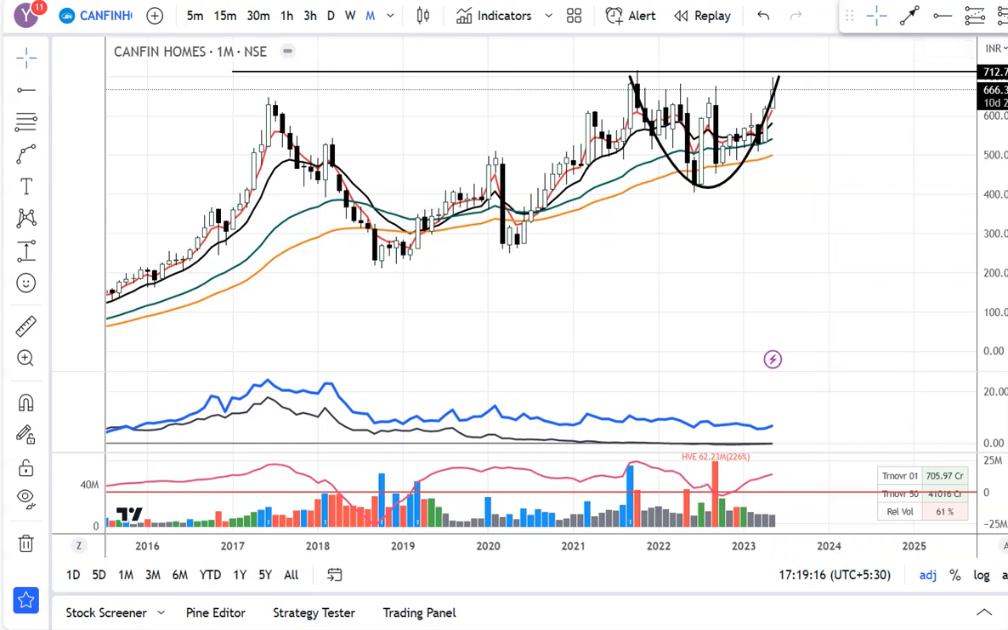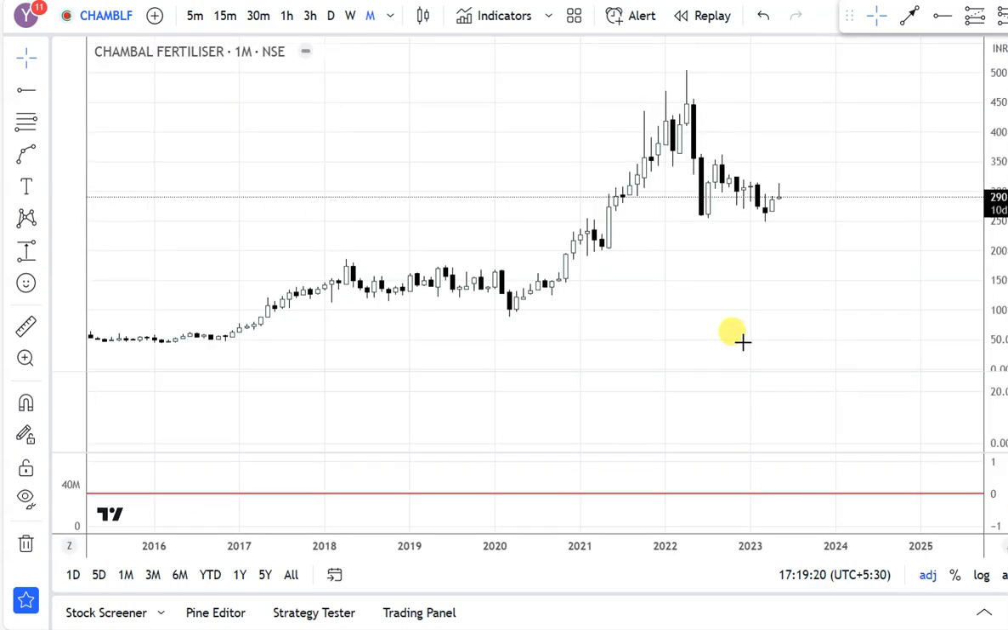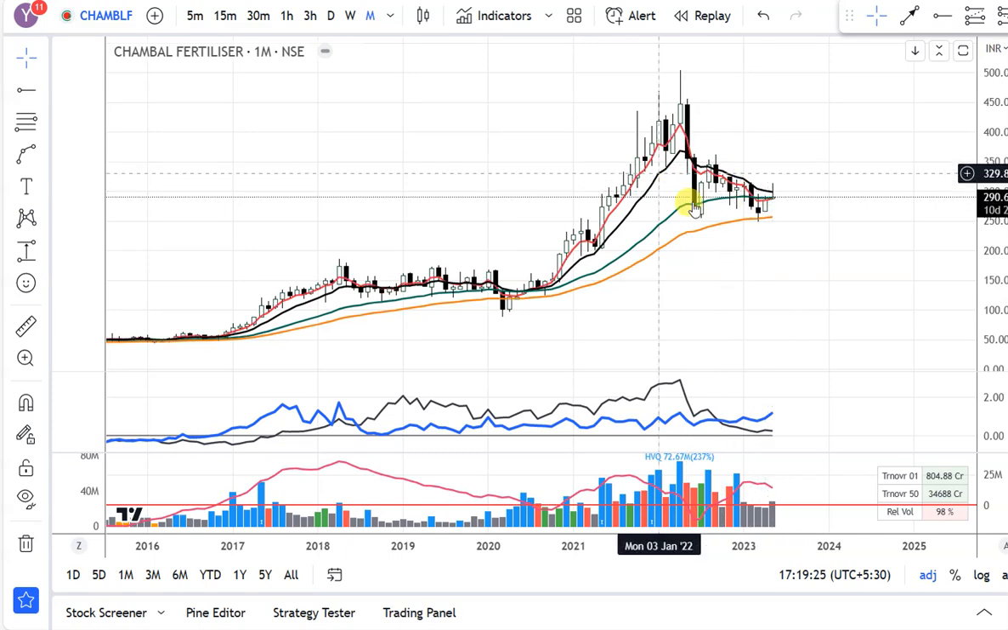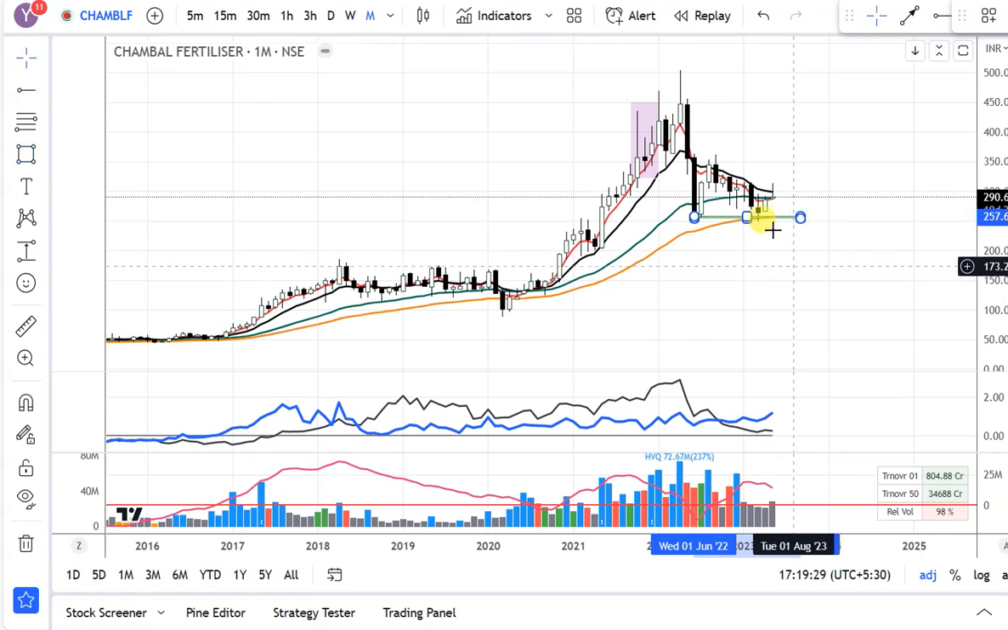Chambal Fertilizer, again, has no momentum. It has just created a double bottom over here. But until it materializes into a directional trade, a pure breakout, we are going to wait for it.